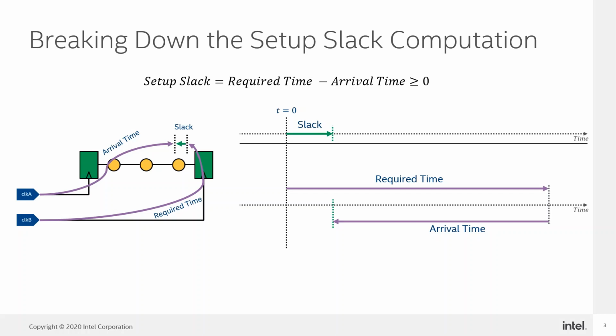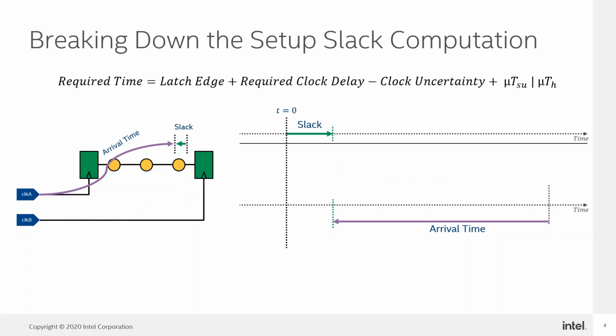And in this case, the required time is longer than the arrival time, so the path passes setup with a positive slack. Both the arrival and required times are themselves composed of many smaller delays and constraints. Let's break them down and see what that looks like.